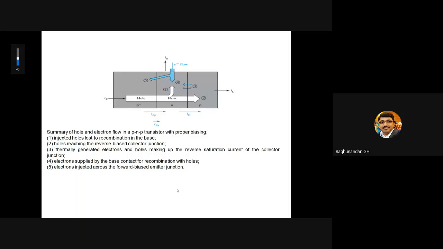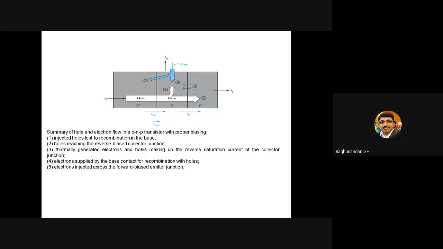The largest region is the collector, but the largest concentration is the emitter, moderately doped is the collector, and the lightly doped region, or lightly doped concentration, is the base. Now here we have considered an example of a PNP transistor.